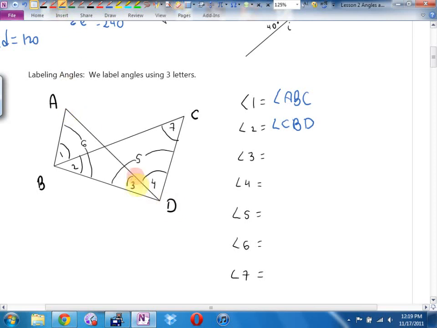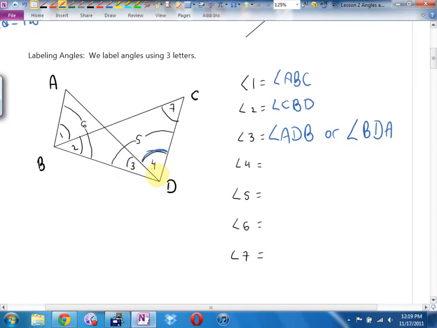This one right here, isn't it like this? Yeah. So what letters? Angle A, D, B, or you could have gone angle B, D, A. But the D, Boston, has to be in the middle. Does that make sense? Okay. Convince me, label angle 4. That's this guy right here. Yes. Okay. Shay, how can I label angle 5, this great big one here? See it? Yep.